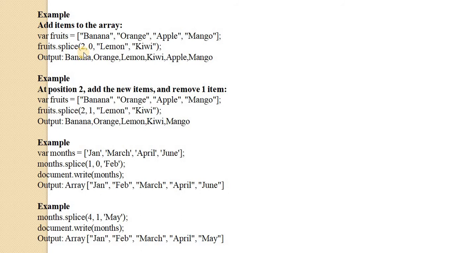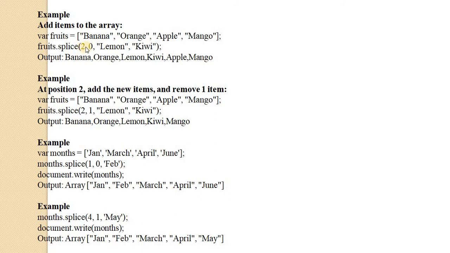Here in this method we add two items. Lemon and kiwi are inserted at index 2. This splice method applies so that the lemon and kiwi values are inserted at the index of 2.